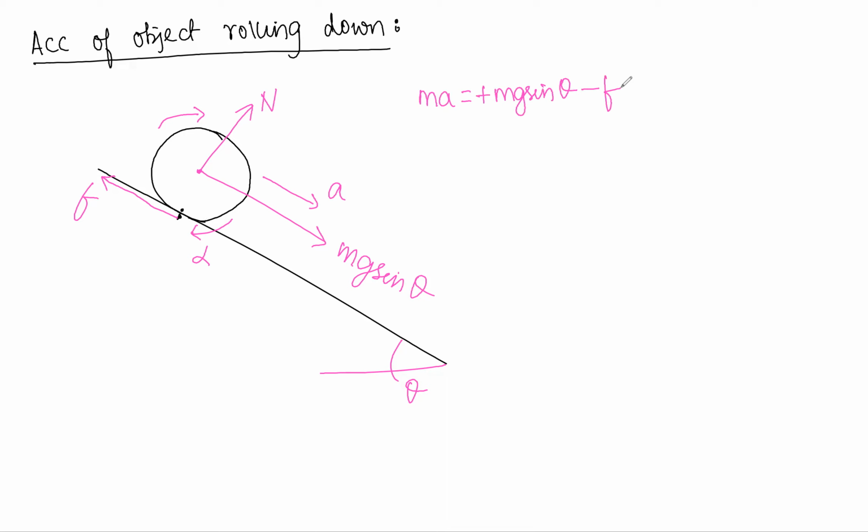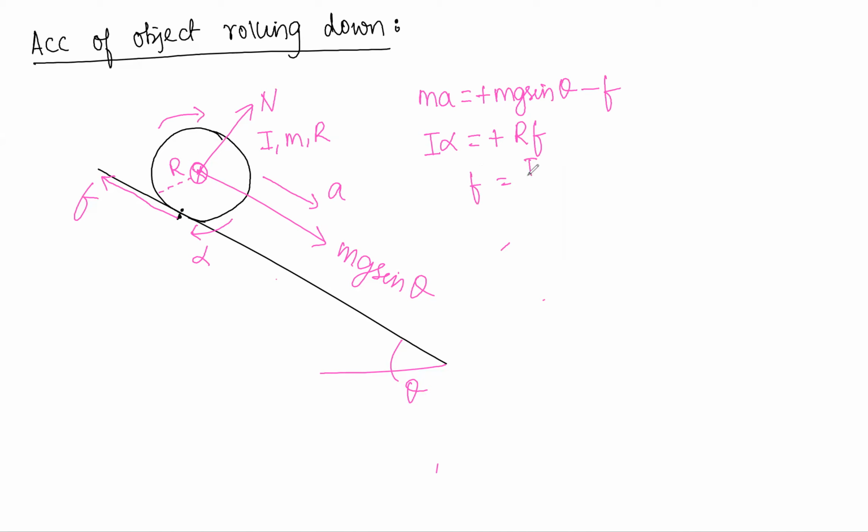Now, for the rotational motion, take the axis of rotation as the center of mass. I have explained this: always take the axis of rotation as the center of mass. So you will write I alpha. The moment of inertia of this wheel is I, the mass is m, and the radius is r. These are given, or you can assume them. So I alpha is equal to r into f.